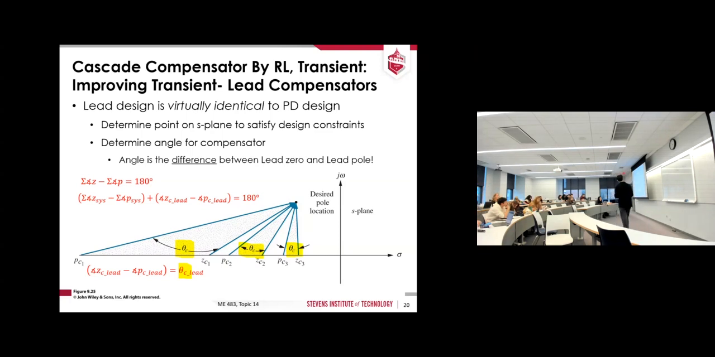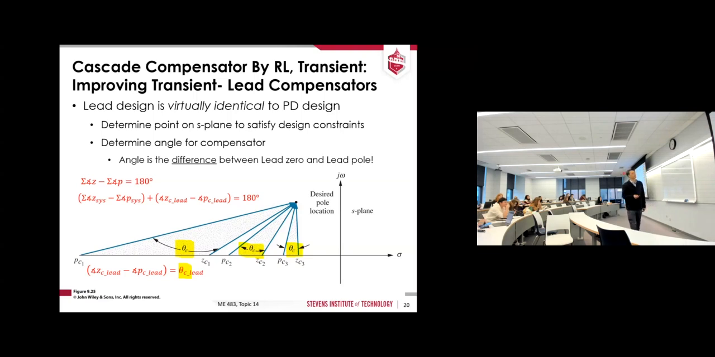Okay, pay attention. Now, to satisfy this, we have this phase lead controller, which means we have a zero and a pole from the lead controller. So we can rewrite this as the sum of the system zero angles minus the sum of the system pole angles, plus, now look at this term. This is only the lead controller zero angle minus the lead controller pole angle.